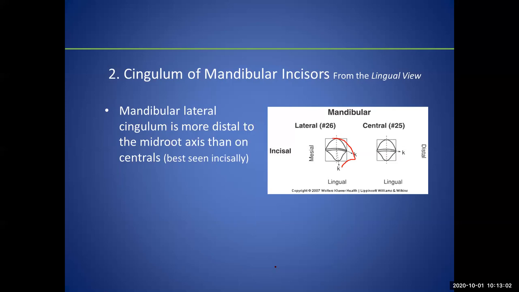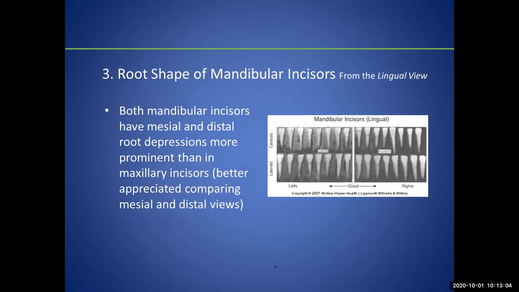Very good. So both the mandibular incisors have mesial and distal root depressions. They both have root depressions, and they're more prominent on the maxillary incisors. Again, you want that surface area.